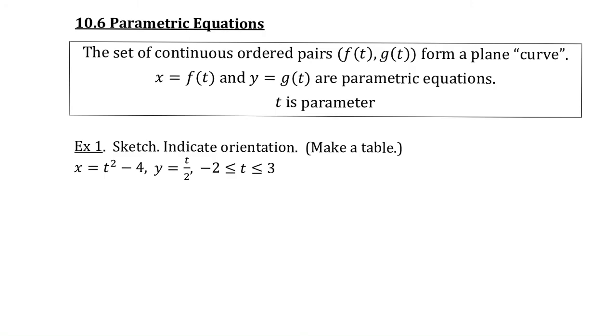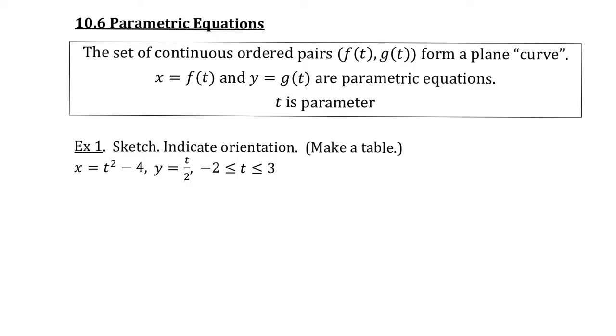Okay, section 10.6 is on parametric equations. So I'm going to read what the book wrote. The set of continuous ordered pairs f of t, g of t form a plane curve where x equals f of t and y equals g of t are parametric equations. T is the parameter. Okay, so they're adding a third variable to the mix.